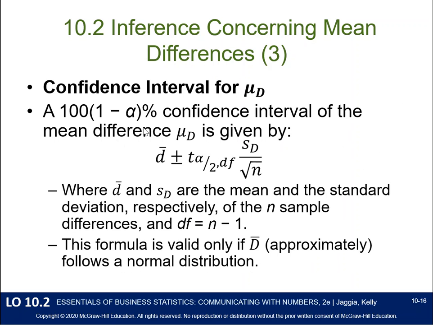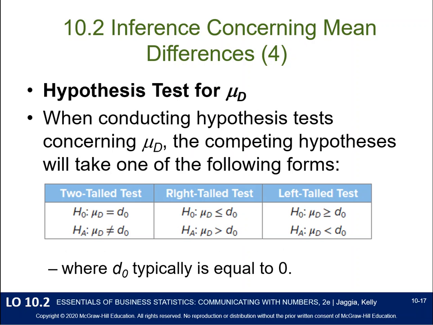Now, we are going to use the same z-test and t-test to calculate these, really the t-test. We've got our same confidence intervals, and you can see the confidence interval here, which is the mean of the difference plus or minus the t-score multiplied by the standard deviation, divided by the square root of the sample size. Our hypothesis tests are just like we've seen before.